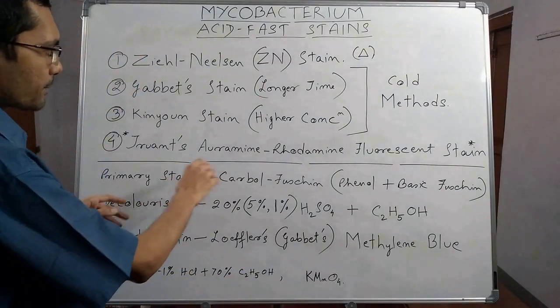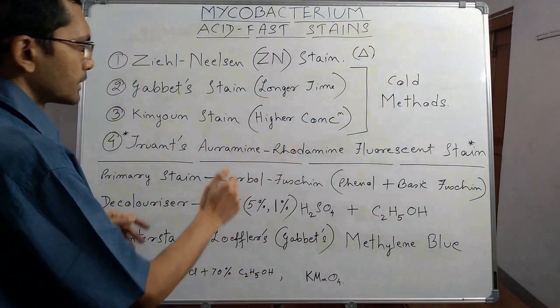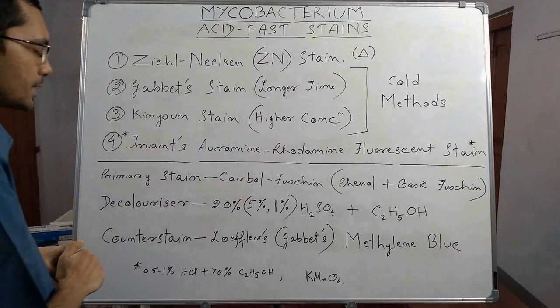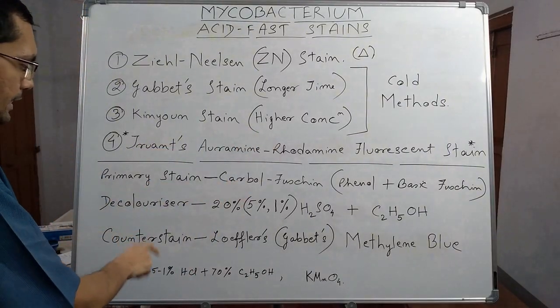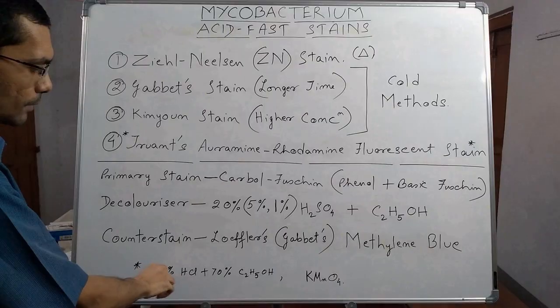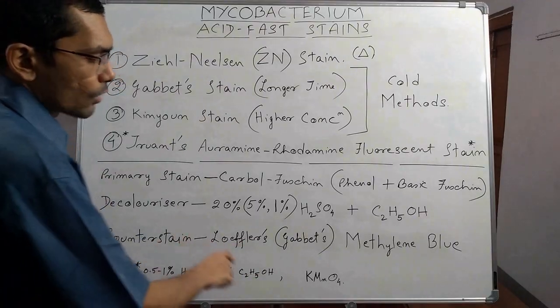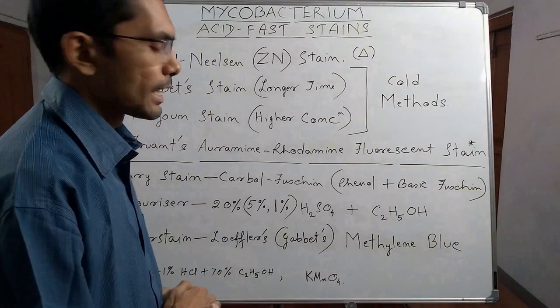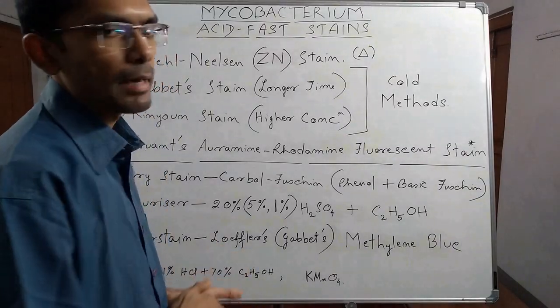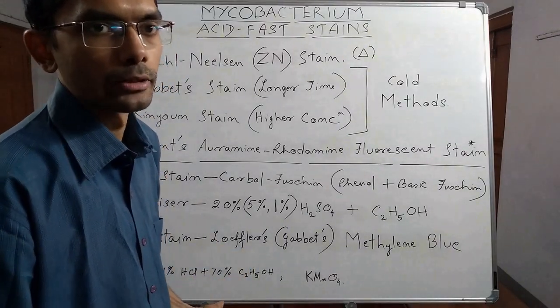So here the primary stain is auramine-rhodamine, a mixture of these two fluorescent dyes. The decolorizer is 0.5 to 1% hydrochloric acid dissolved in 70% ethanol. And the counter stain is potassium permanganate. And the appearance is greenish bacilli in a black or dark background.